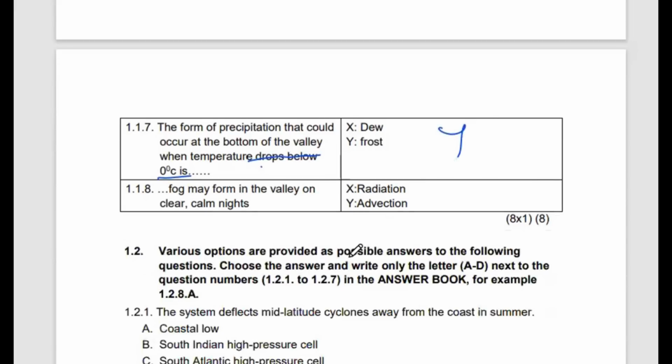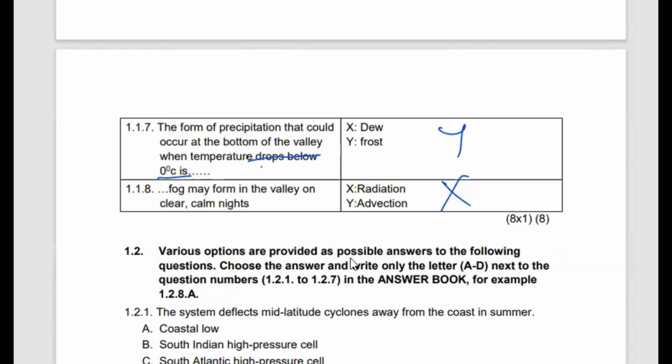Right, moving on to the next question. Dash fog may form in the valley on clear, calm nights. What kind of fog forms when we have clear, calm nights? That is radiation fog. Radiation fog is caused by excessive long-wave radiation or terrestrial radiation, when we have excessive loss of heat from the surface during cloudless nights. When we have cloudless nights, we have excessive long-wave radiation because remember, it is the clouds responsible for sending back the heat.